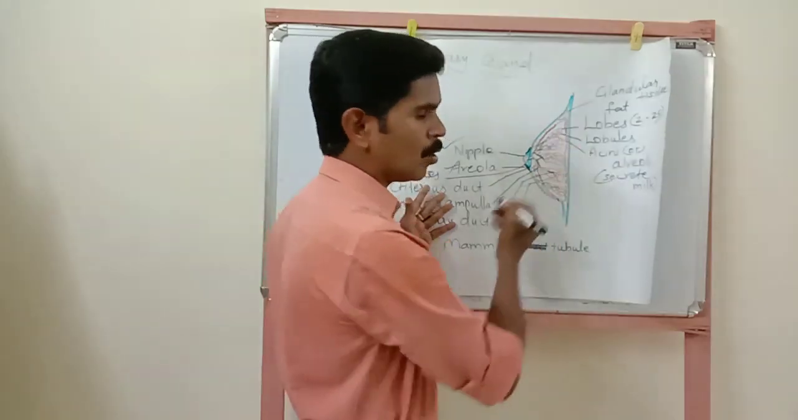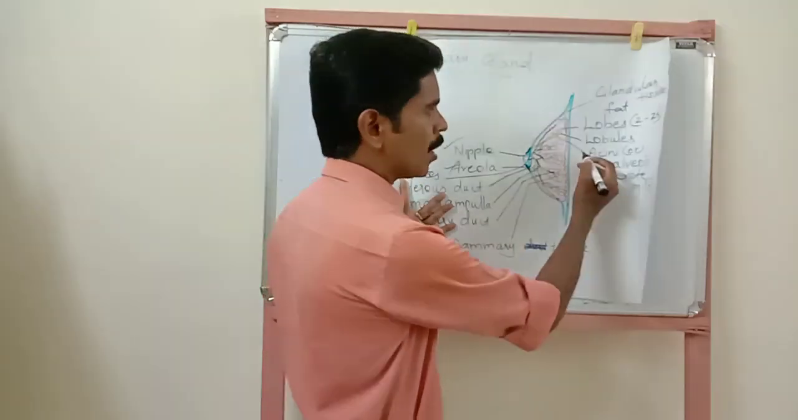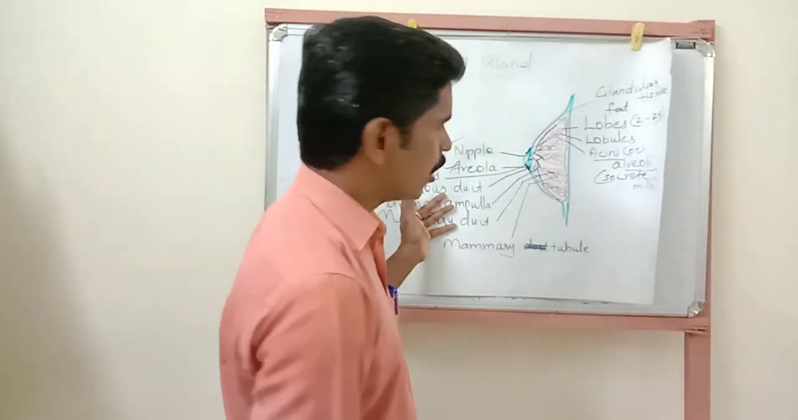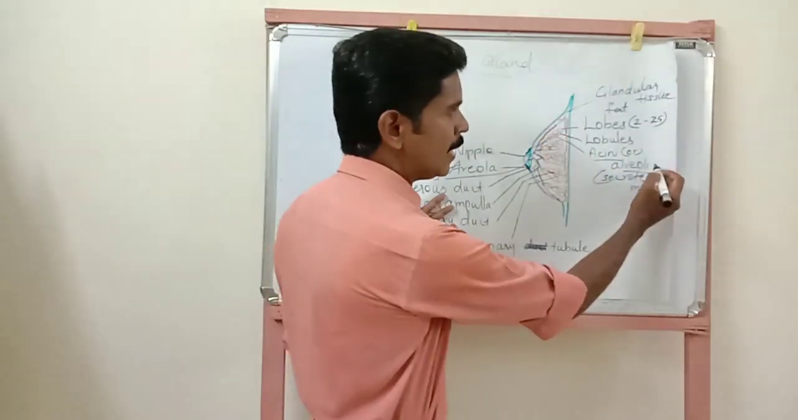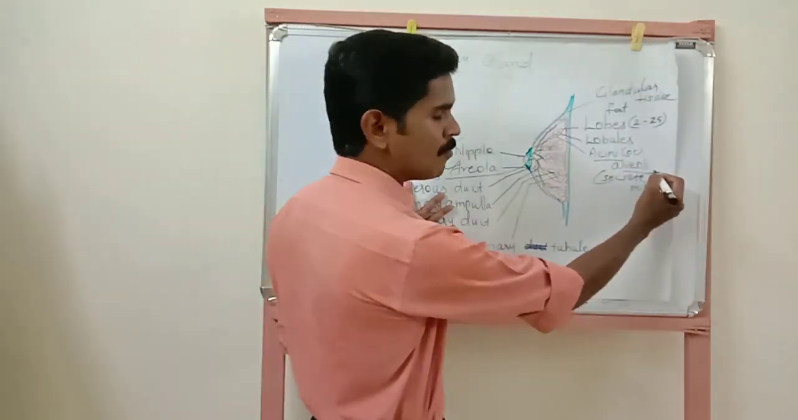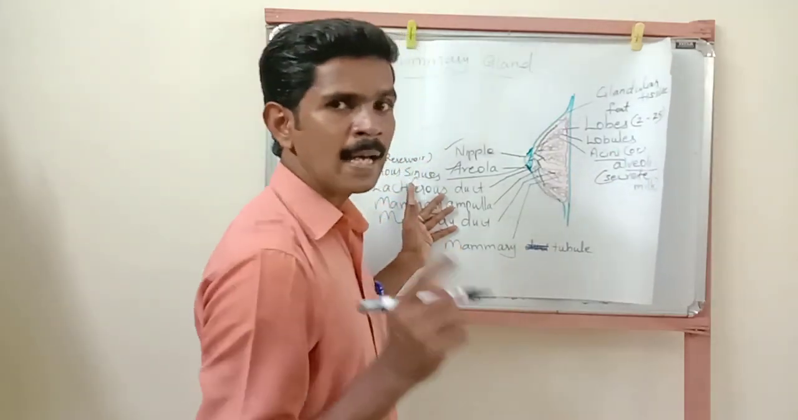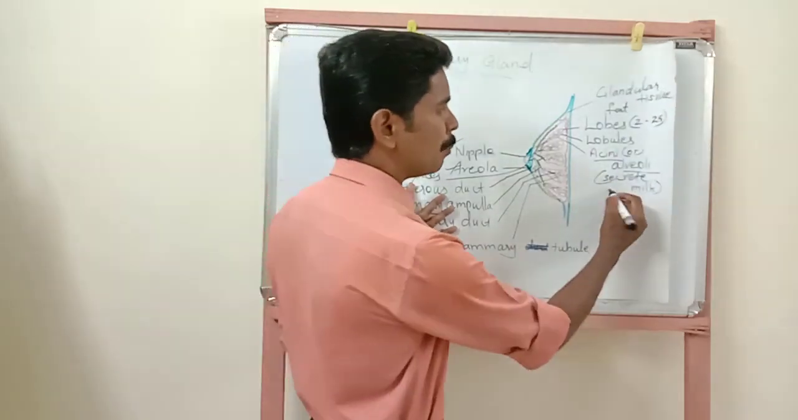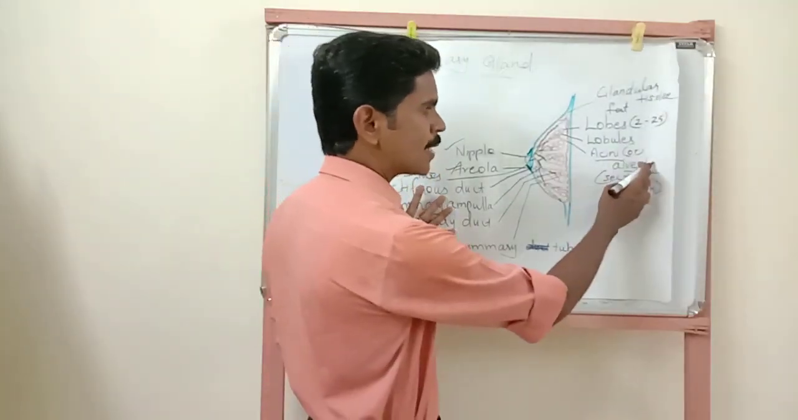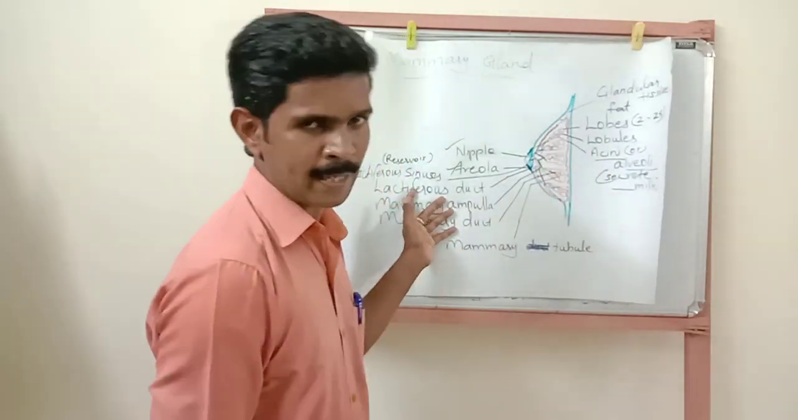Then inside the lobules, of different sizes and types, a special type of cell is there. These are called acini or alveoli. Inside the lobules many special cells are present, called acini or alveoli. These alveoli cells are responsible for the production of milk. So the milk secreting cells are called alveoli cells or acini cells, present inside the lobules of the mammary gland.